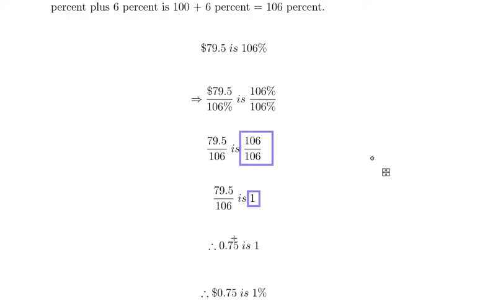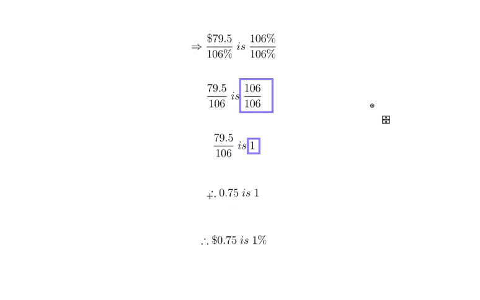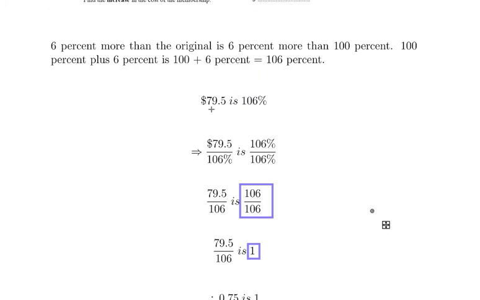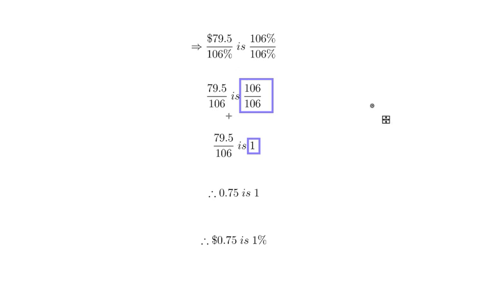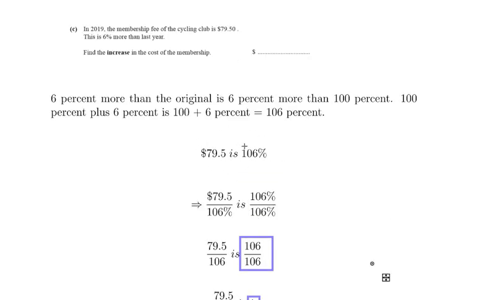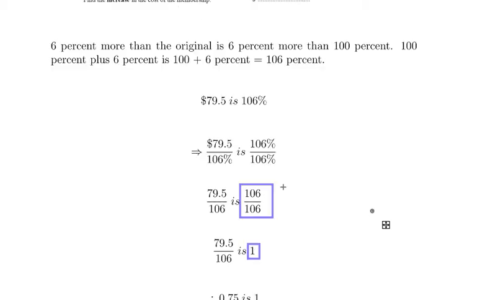You'll find that it gives you quite a nice number. It's 0.75. So $0.75 is equivalent to 1%. In other words, if $79.5 is 106%, then 0.75 is 1%. And that was calculated simply by dividing both sides by the percentage that we knew to be necessary, not the original percentage of the question.